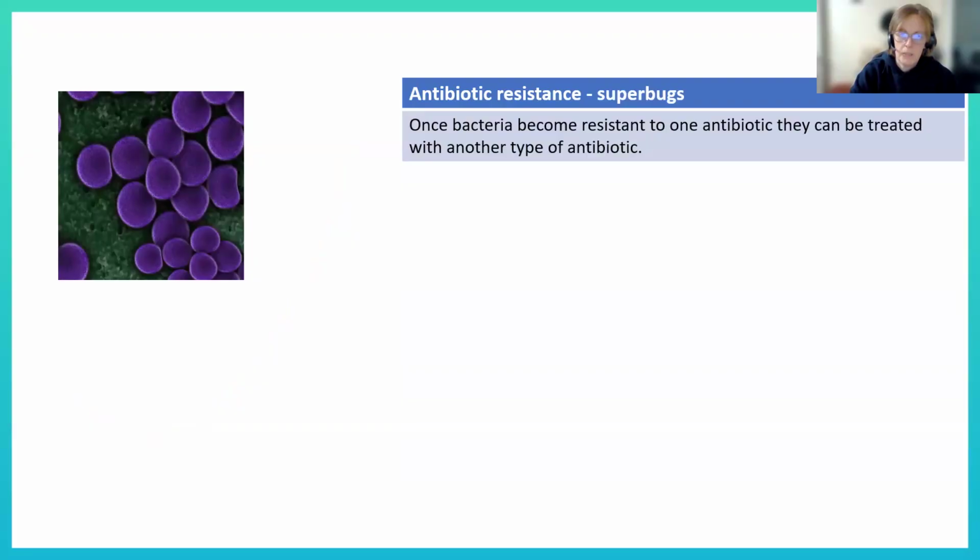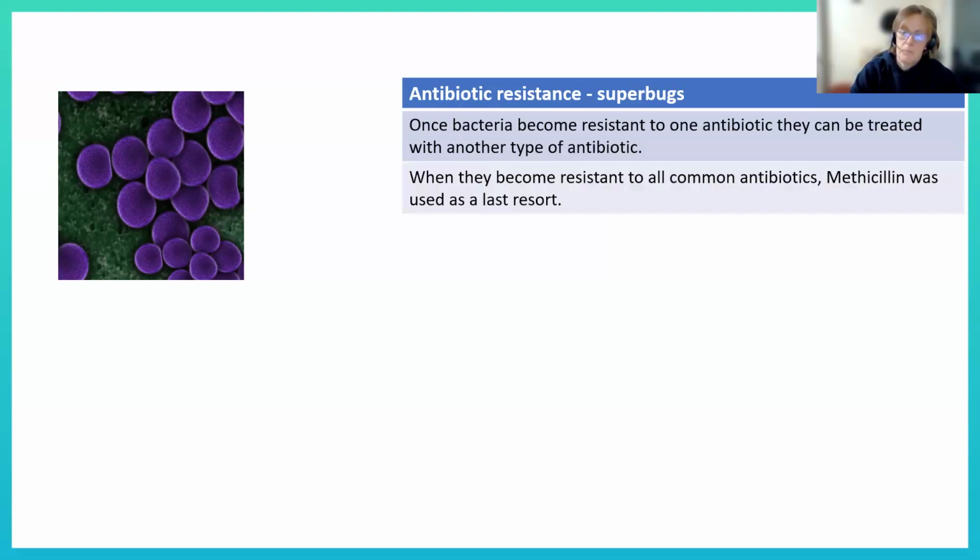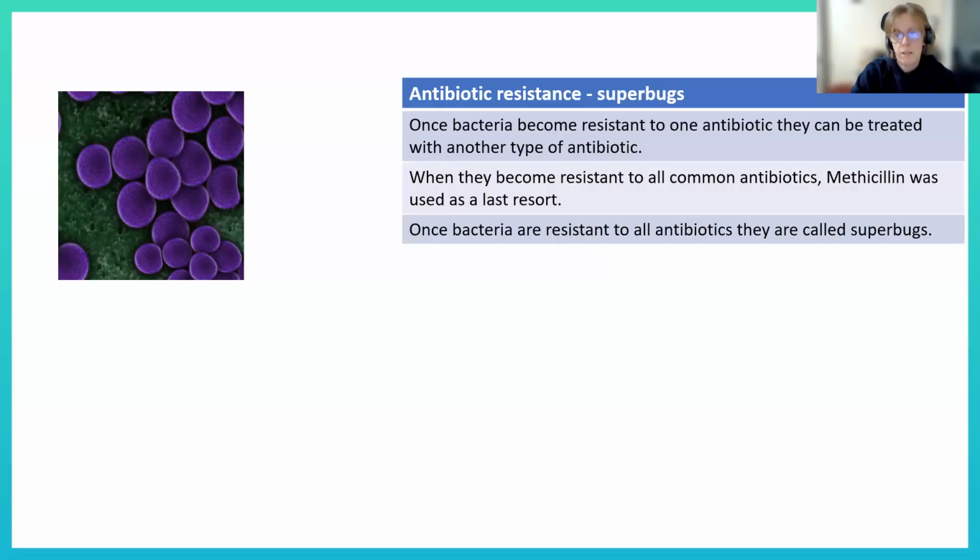What can happen with this is you end up with antibiotic resistant superbugs. And these are bugs that are resistant to several antibiotics. So if a bacteria becomes resistant to one type of antibiotic, you can just treat it with another. But if they become resistant to all common antibiotics, there's one called methicillin, which is usually used as the last resort. And that's why MRSA, they call it methicillin resistant Staph aureus. It's resistant to methicillin, which is the last resort. That's why it's got that special name, MRSA.